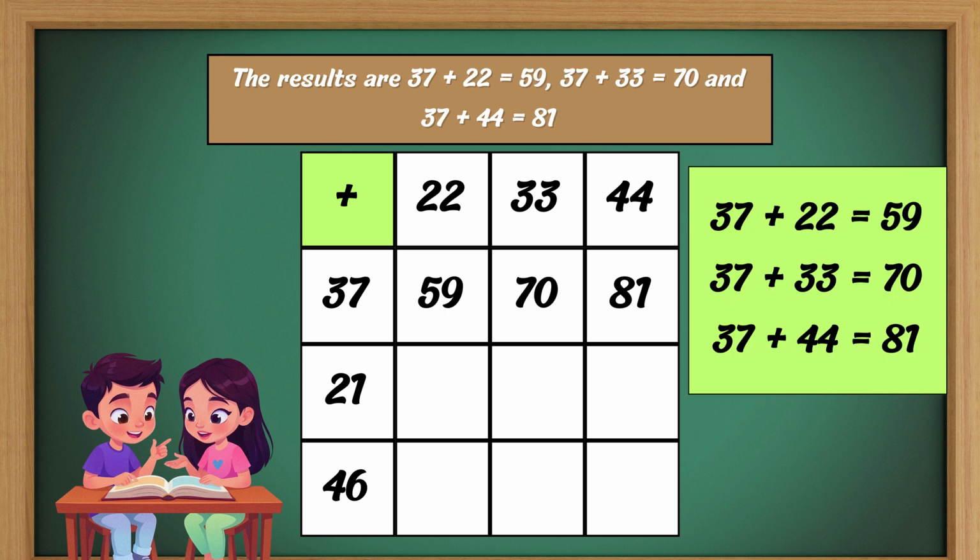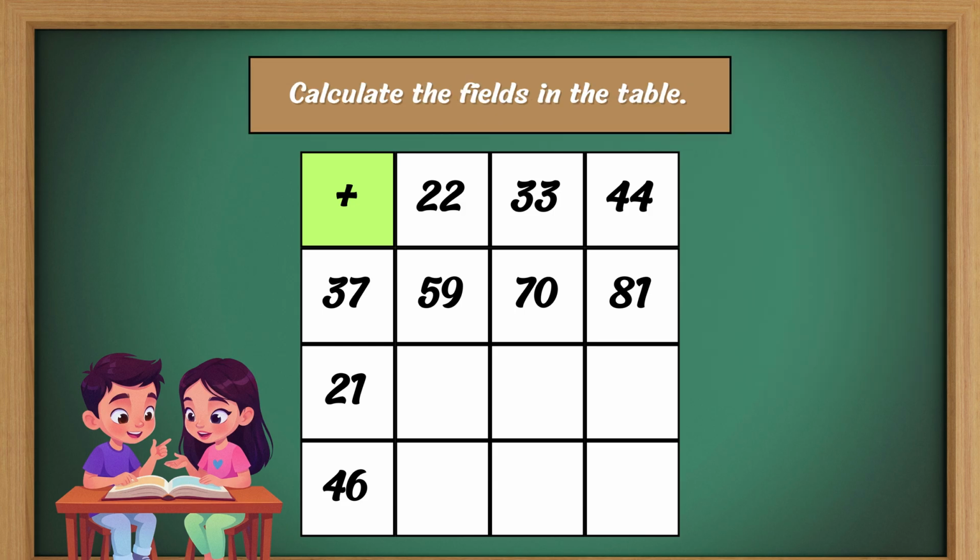The results are 37 plus 22 equals 59, 37 plus 33 equals 70 and 37 plus 44 equals 81. Calculate the fields in the table.